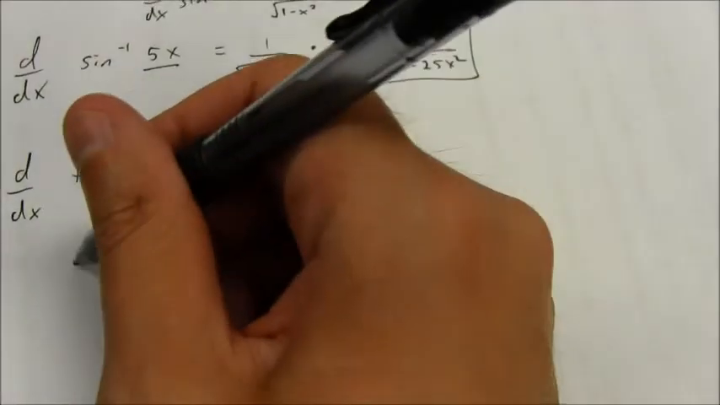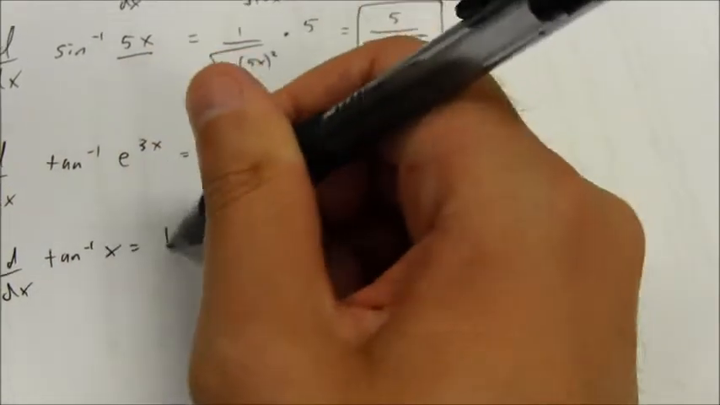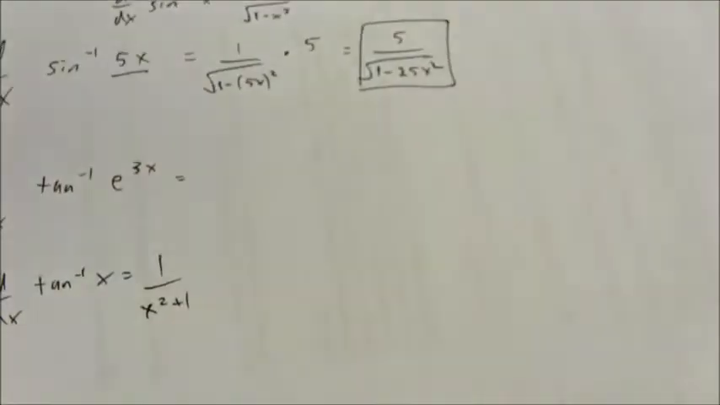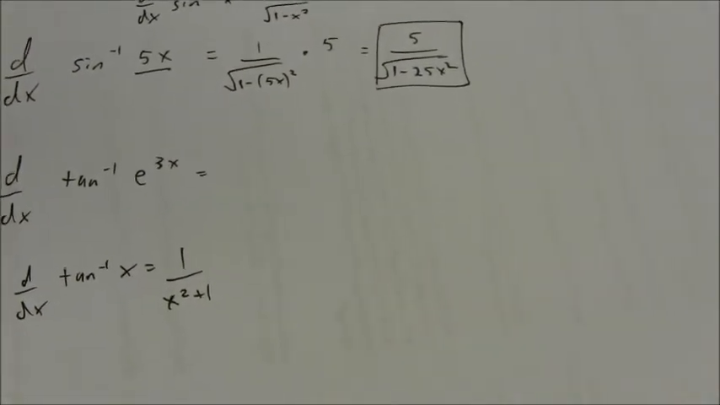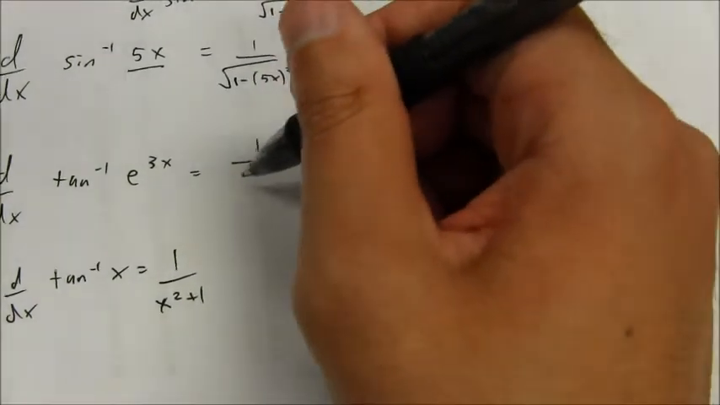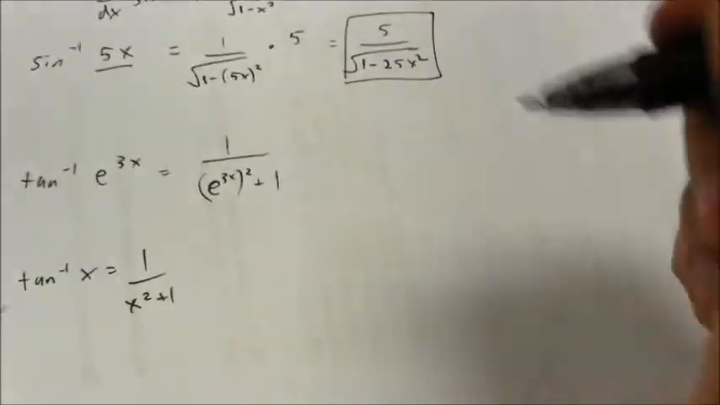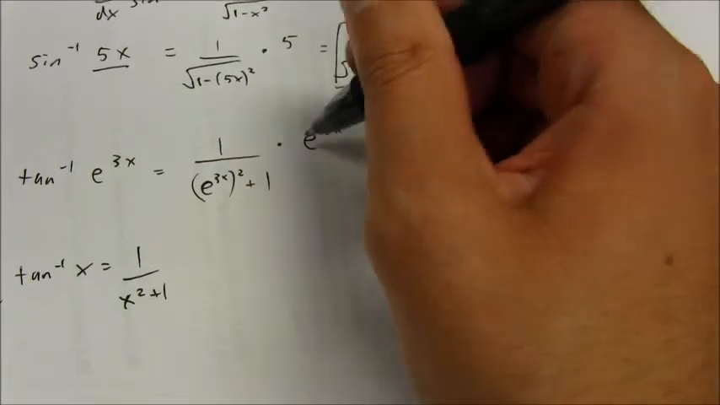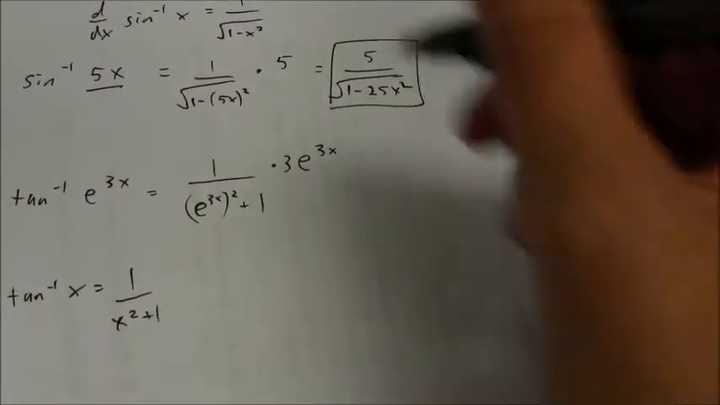Okay, in part 2, the inverse tangent derivative. Remember that the derivative of inverse tangent of x is 1 over x squared plus 1. 1 plus x squared, I guess really doesn't matter which you do. So in this case it's going to be 1 over e to the 3x squared plus 1 times the derivative of the inside function, which is going to be e to the 3x times 3, since that's the derivative of the inside function of e.